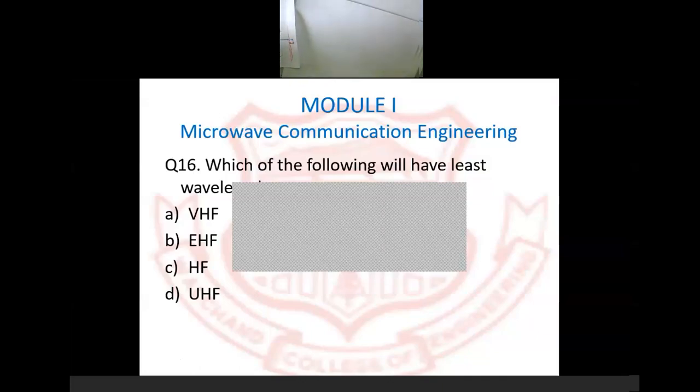It is totally depending upon whatever band we have. For a given particular antenna or a particular signal, we can find out what the band of frequency is. People have written the answer is D now.